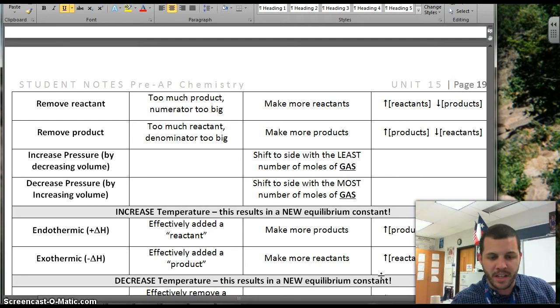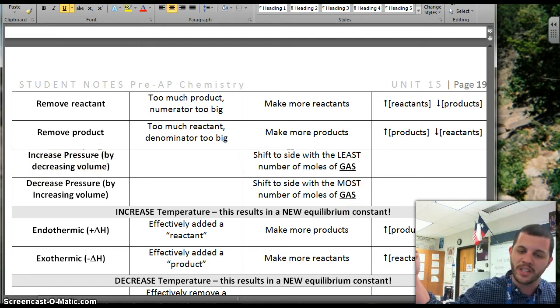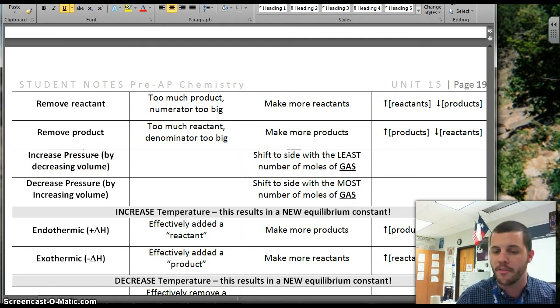Now, two of them don't deal with the shifting of reactants and products. If you increase the pressure by decreasing the volume, you're going to shift to the side with the least number of moles of gas. How do you find that information? Look at the coefficients. If you decrease the pressure by increasing the volume, then you're going to shift to the side with the most moles of gas.